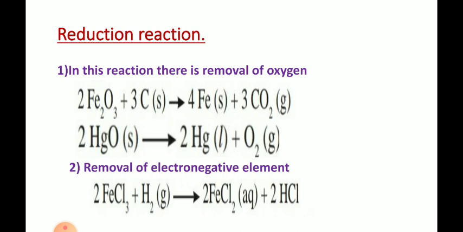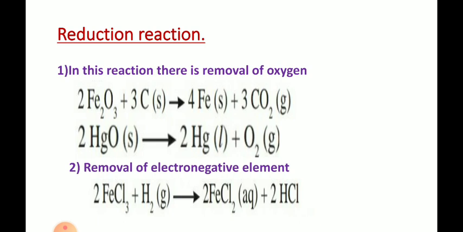Now students, let us study some examples of reduction reactions. If you observe, these are some example reactions. In these reactions, the removal of oxygen is going to take place. For simplicity, we will learn the first reaction, that is Fe2O3 when it combines with carbon. Here the reduction process will take place. It will lead to iron and carbon dioxide.